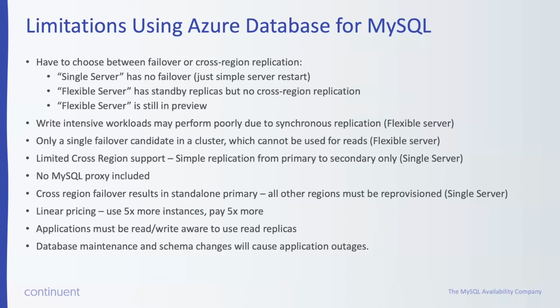Using a cross-region replica and promoting it to primary makes it a standalone instance. So if you had other read replicas provisioned, they must be reprovisioned now using this newly promoted read replica as a source, right? Pricing, we all know, pay for what you use. If you use 5 times more, then you'll pay 5 times more. It's completely linear. To use the read replicas, applications need to be aware of who the read replicas are and be able to direct traffic to them. So there could be some additional logic that must be coded into your applications.